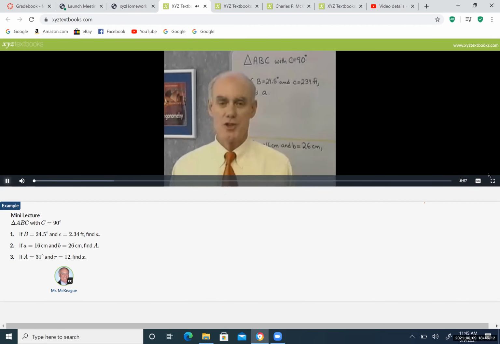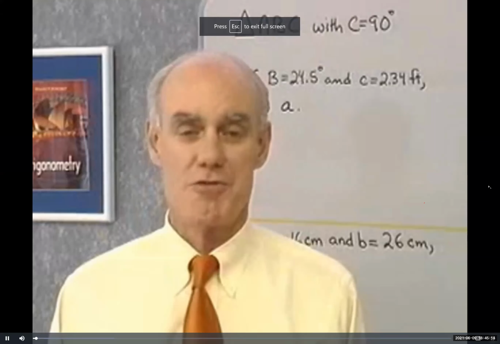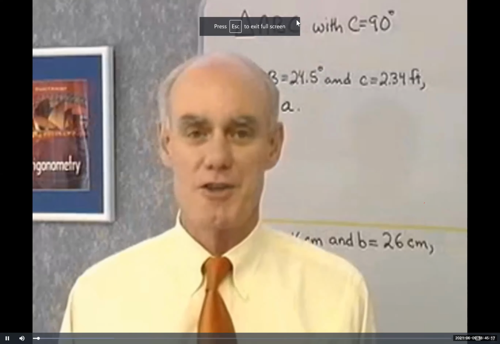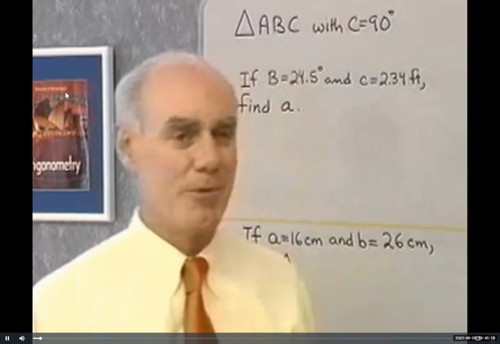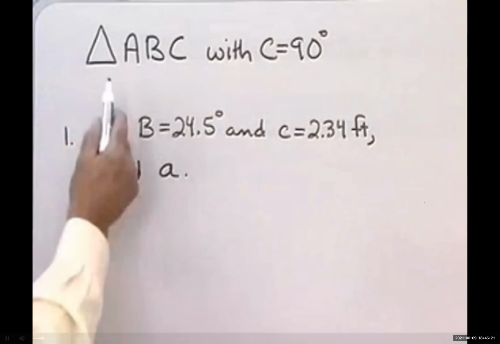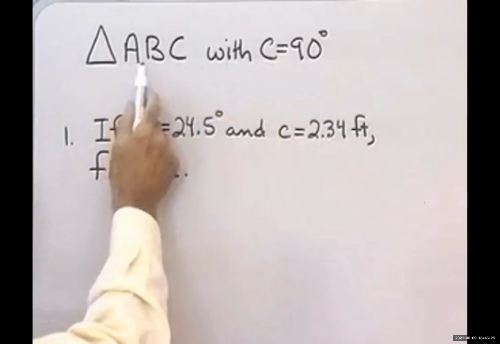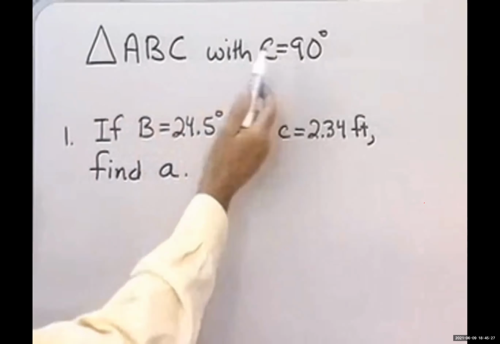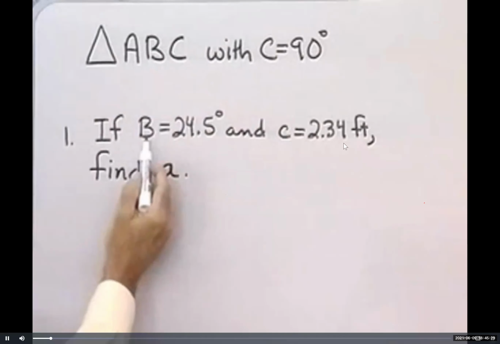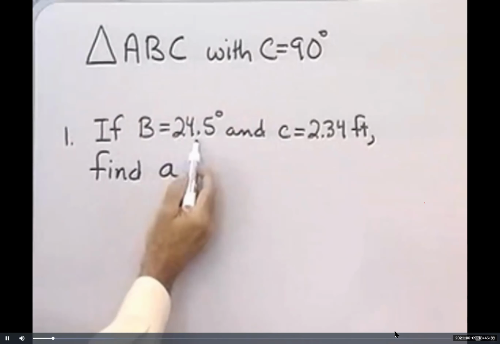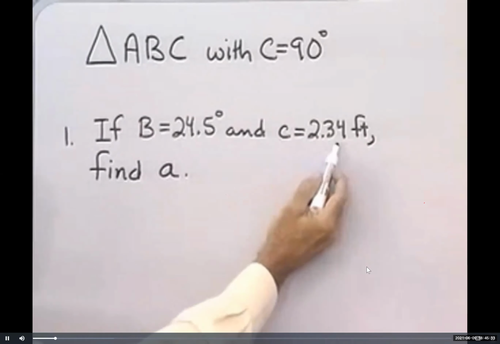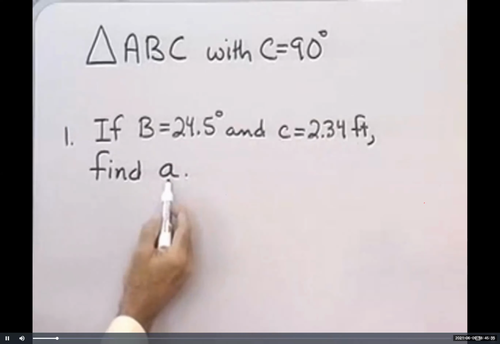In this section, we're going to use our second definition for the 6 trigonometric functions to solve some right triangles. Let's look at our first example. I have triangle ABC with angle C equal to 90 degrees. So triangle ABC is a right triangle, C is the right angle. If B is equal to 24.5 degrees and side C is 2.34 feet, let's find the length of side A.